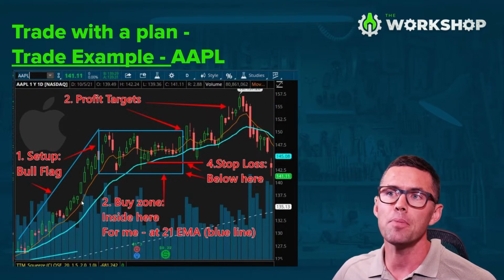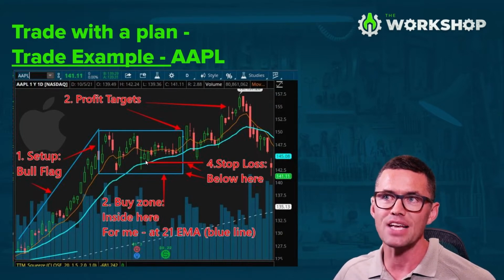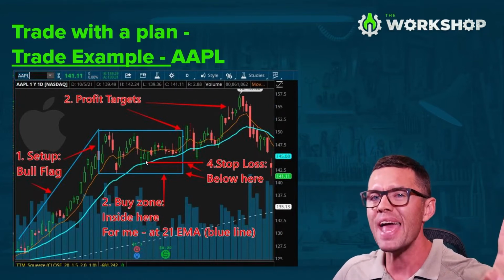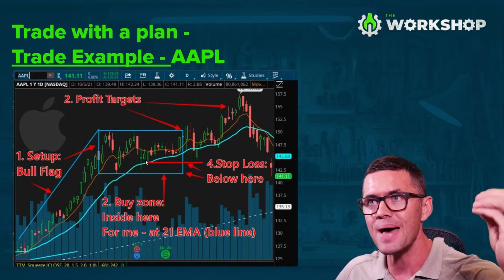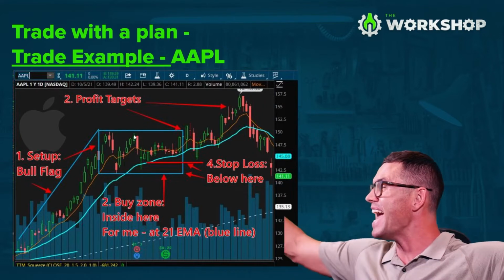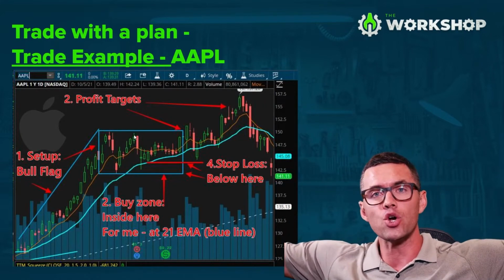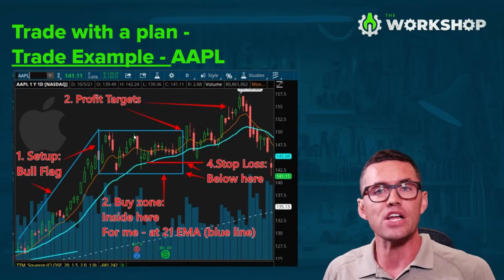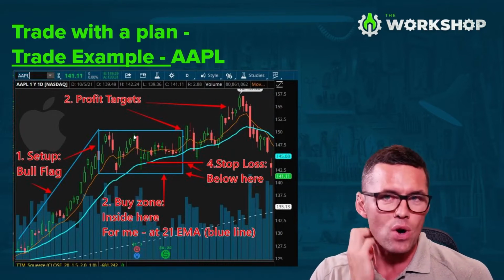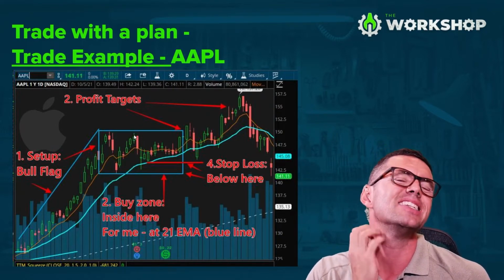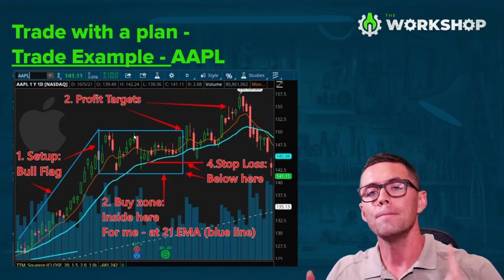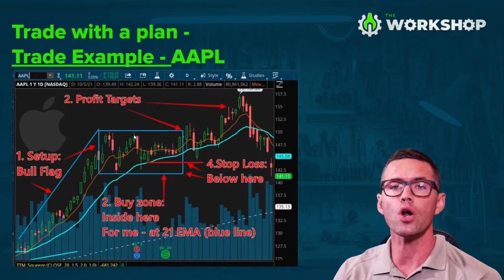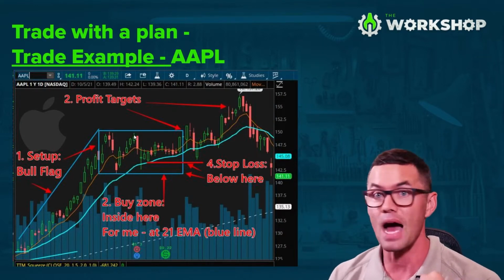So I've identified the setup here. I've identified the buy zone here. For me, it was the 21 EMA, this blue line. That was my buy zone. I was waiting. I was patient. I wanted it to come back down. Did I want to get it here? Yes. I didn't want this thing to run away from me. Was I feeling the FOMO? Like, I want to trade it. I want it. Yes, I did, but it did not offer a good risk reward right there. For me, not what I wanted.